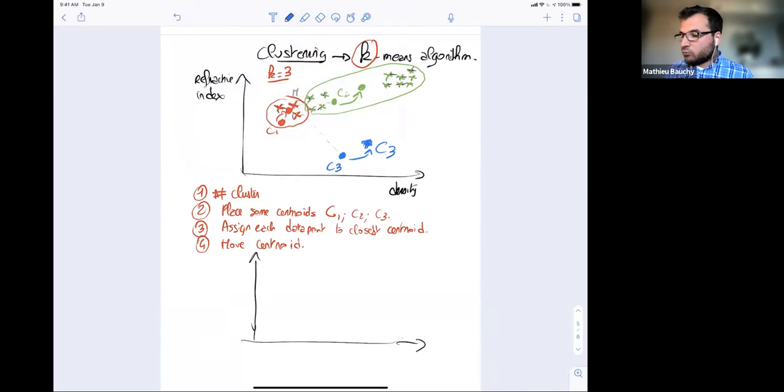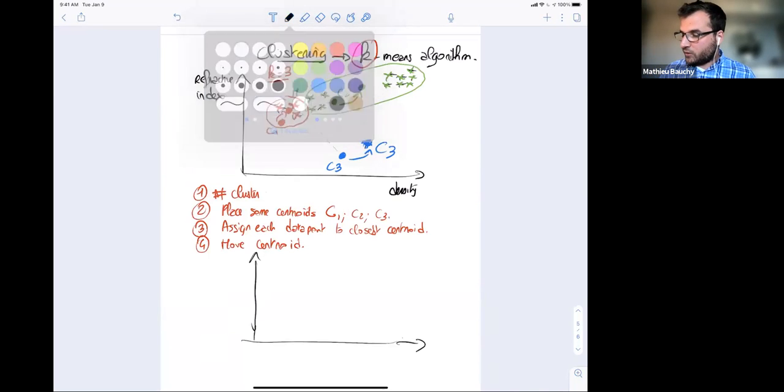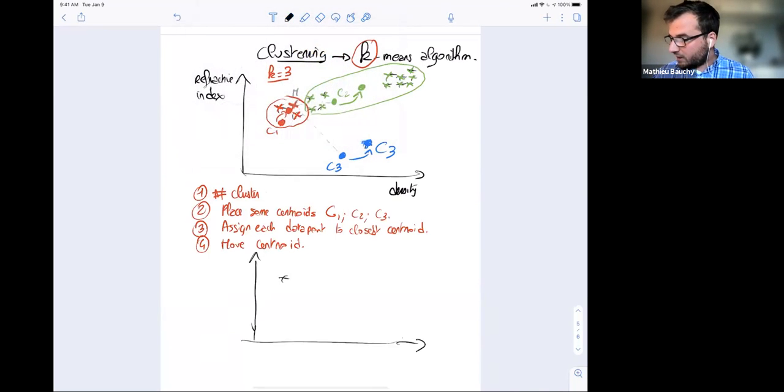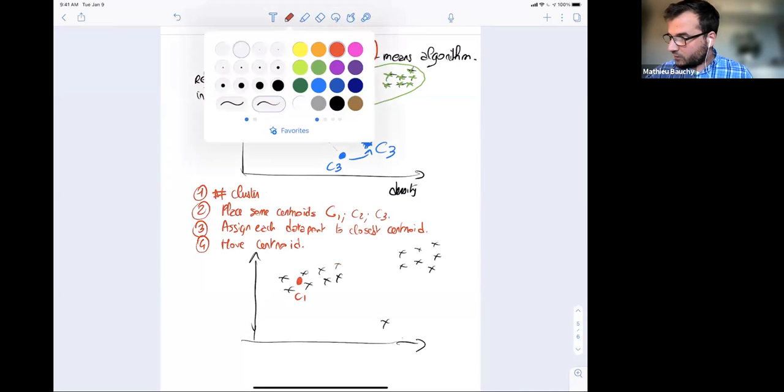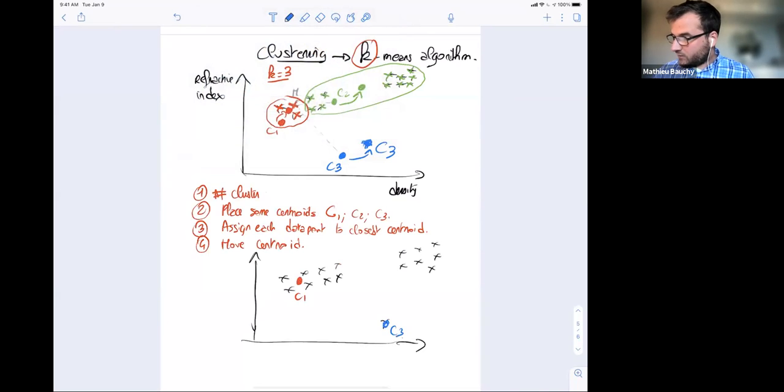So now you have moved the centroid. So now you start a new step where you still have the same data points. So I'm going to draw them again here. That's exactly the same data points as before. But now you start a new step where you have the new centroids at a new position. Now you have your centroid C1 that is here. You have the centroid C3 that is here, and you have the centroid C2 that is here.